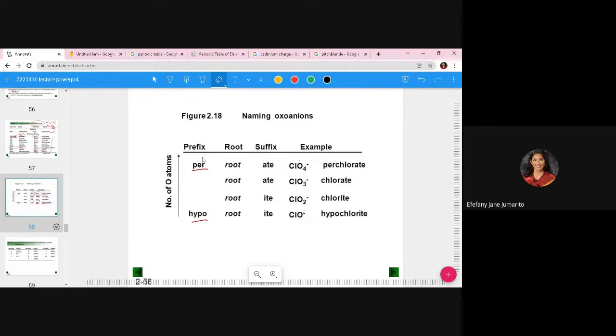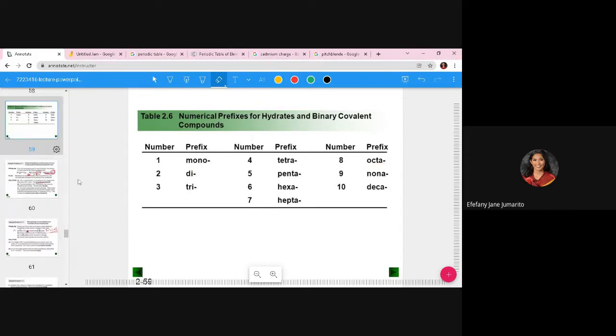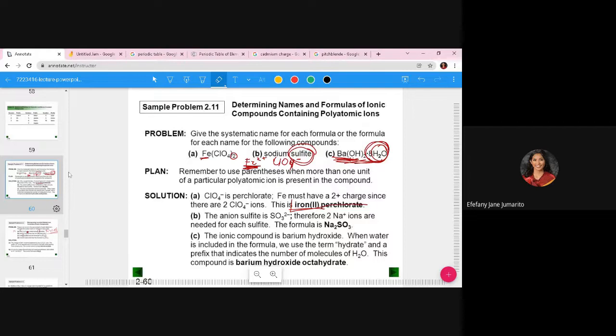Okay, we're almost done with class. Also, we have prefixes: mono for 1, di for 2, tri for 3, tetra for 4. So take note also of the prefixes, because later, when we get to alkanes and alkenes, we will use these prefixes.